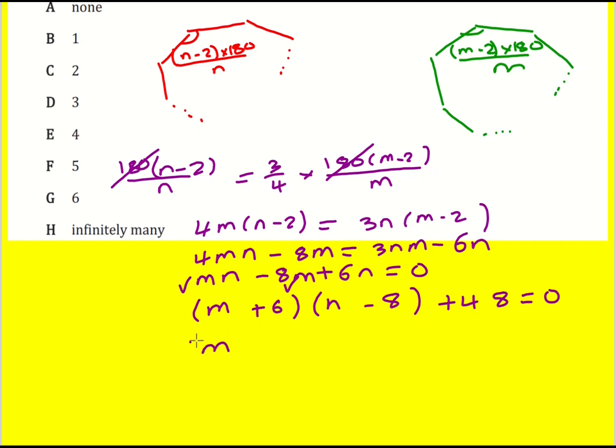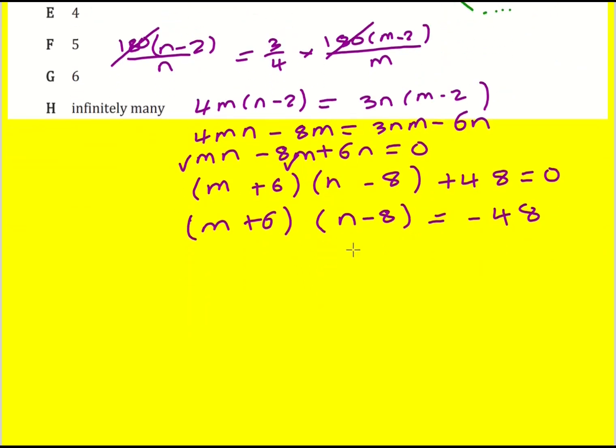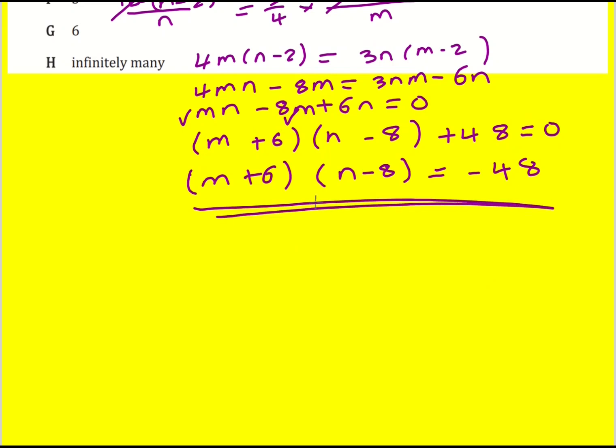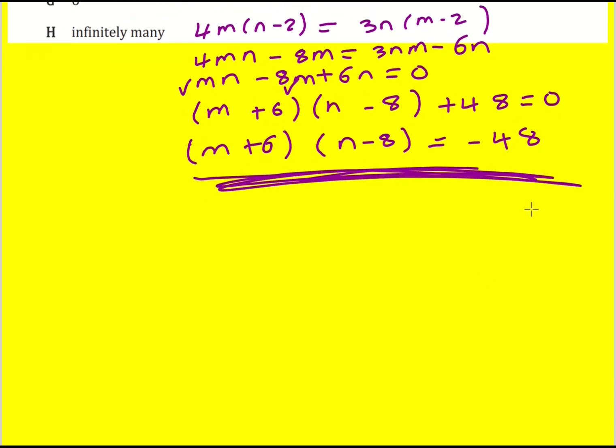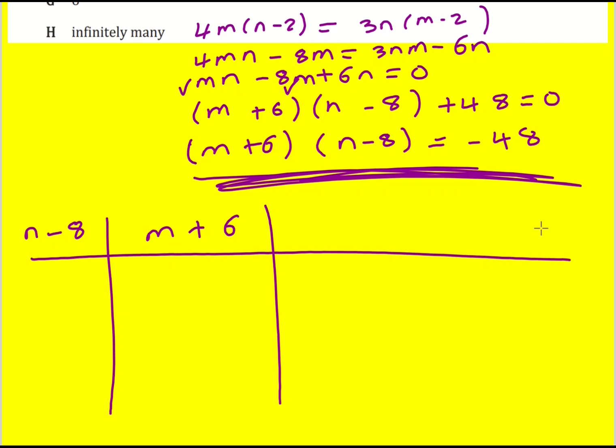But this is okay in the world of Diophantine equations where the answers are integers, because there's only going to be a limited number of pairs that multiply to give minus 48. Whereas when m and n could be anything, there's a chance that it could be an infinite number of answers. But we've set ourselves up well with this here. So let's consider some different values. We've got n minus 8 and m plus 6, and they must multiply together to give minus 48. Remember, I want n and m from it.